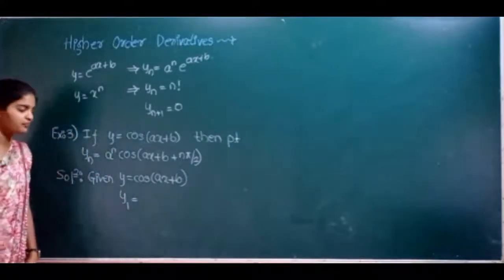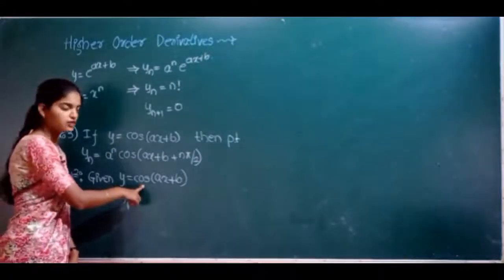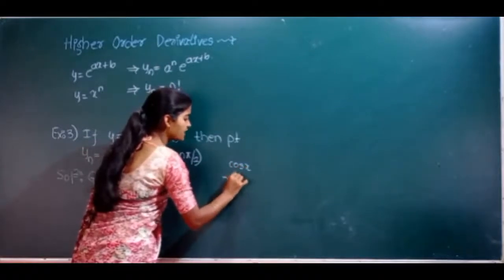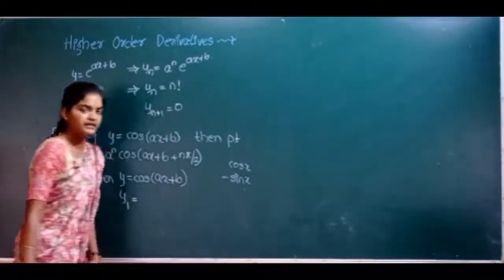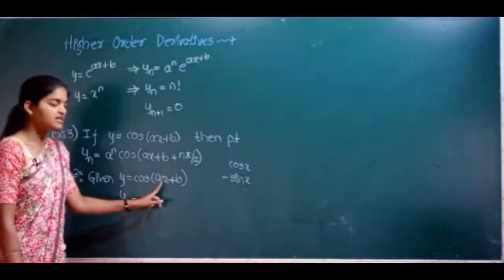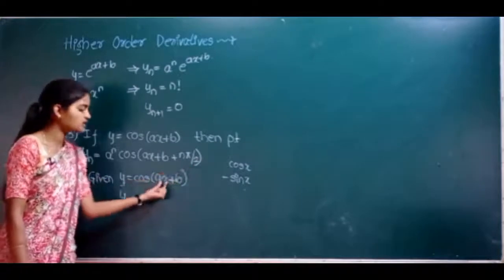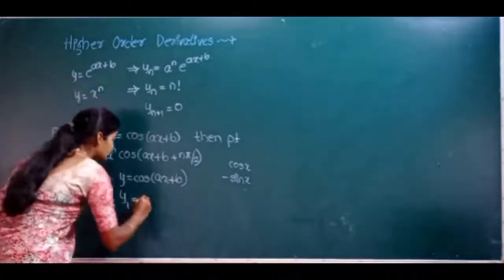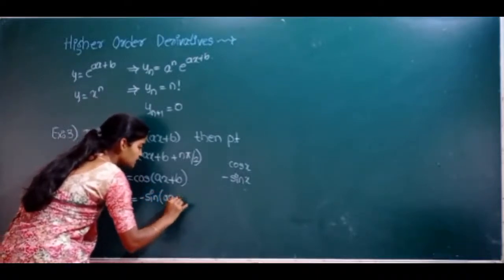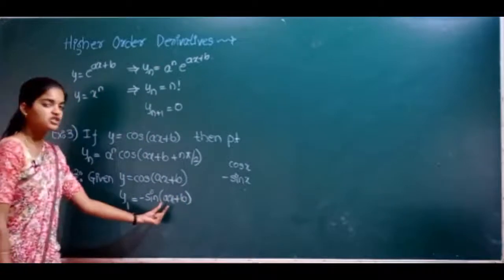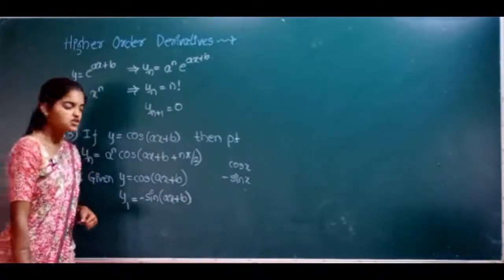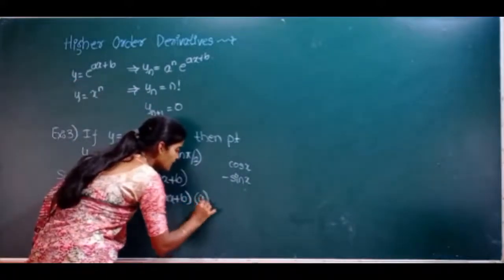So what is y1? The differentiation of cos x, we know, is minus sin x, and in place of x we have here ax plus b. So minus sin ax plus b, and we have to differentiate the angle ax plus b again. I will write here, cos differentiation is minus sin ax plus b, and again the differentiation of this angle, that is ax plus b. What is the differentiation of ax plus b? That is a, I will write.